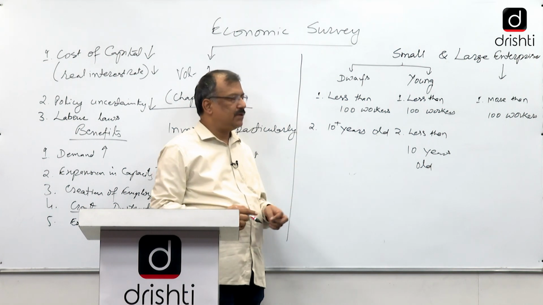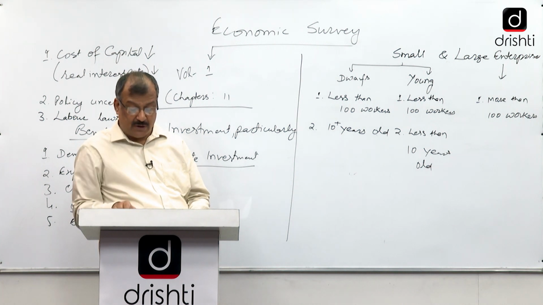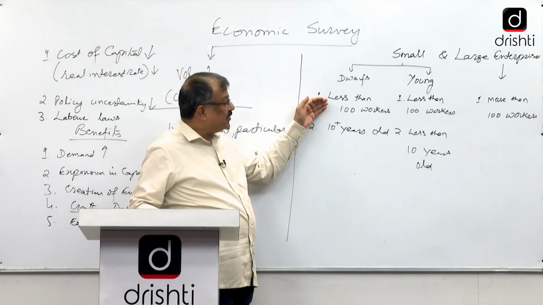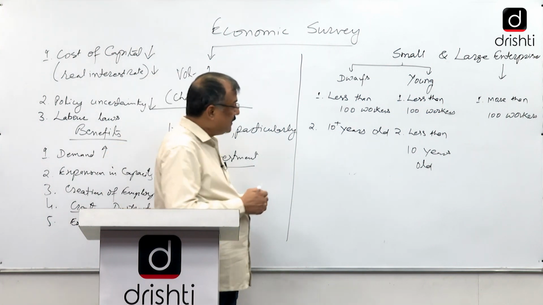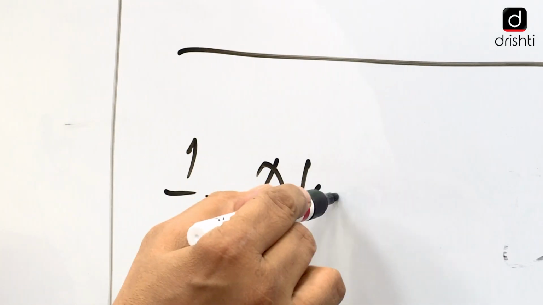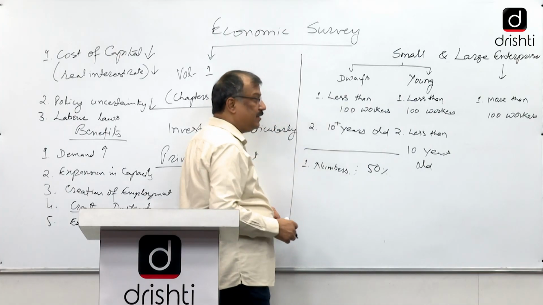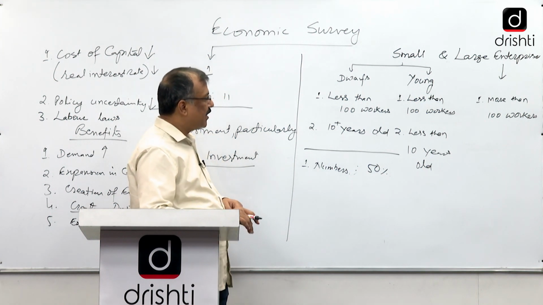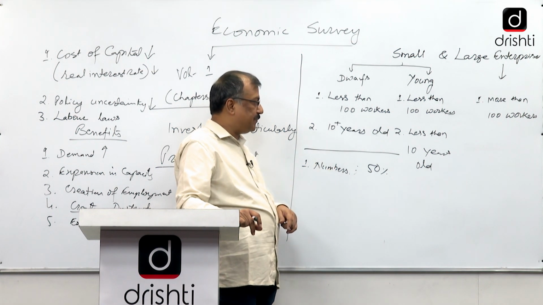This kind of distinction has not initially been made. Later on, that has also been introduced. But first of all, some factual observations are given in this survey: those enterprises which are dwarfs, which employ less than 100 workers and are more than 10 years old, their number is 50% in manufacturing industries. Dwarfs constitute 50% of all the manufacturing enterprises.